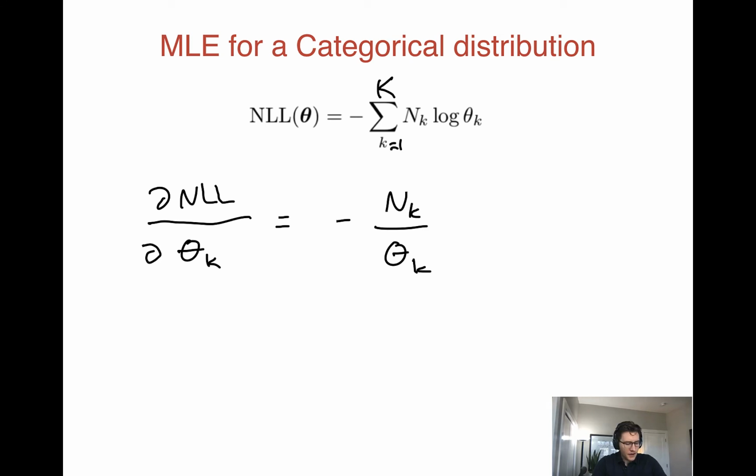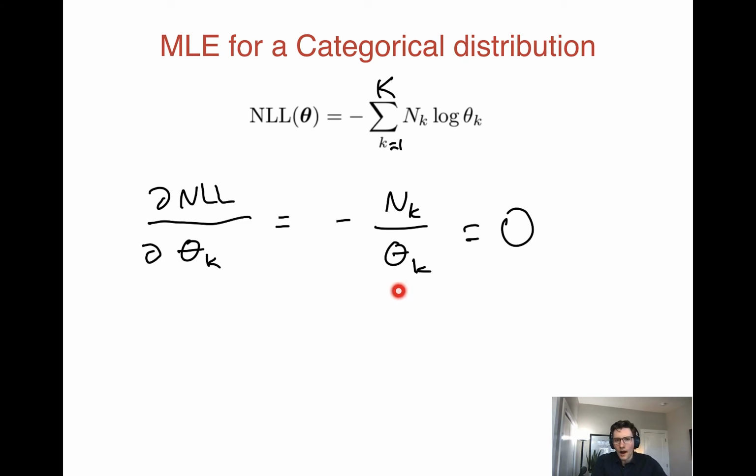Now notice that this is a little funky, right? Because we might like to set this equal to 0, but this thing, nk over theta k, these are both positive, so this thing will never be equal to 0. And in fact, our derivative will always be negative, which is to say that if we're trying to minimize the negative log likelihood, this derivative would tell us that we should just keep increasing theta k indefinitely.